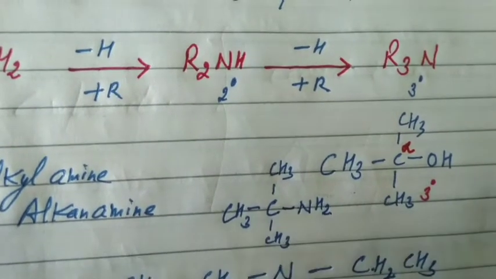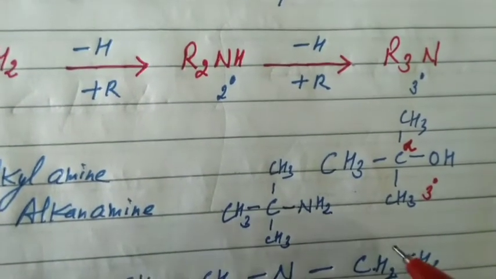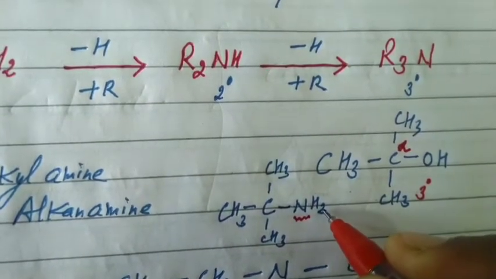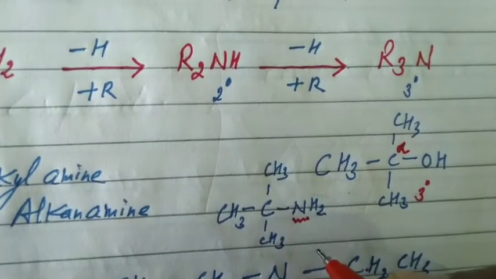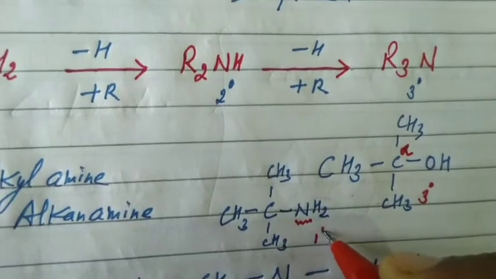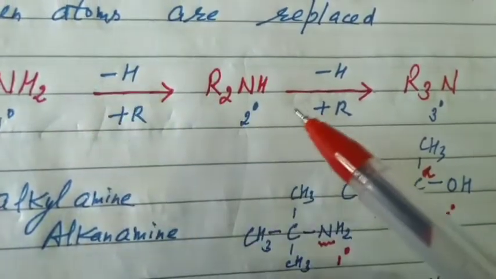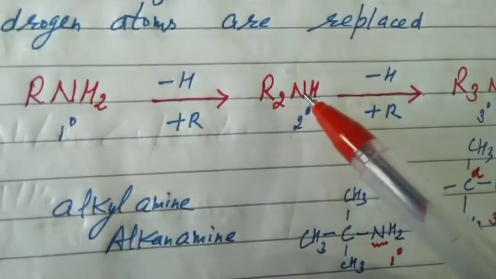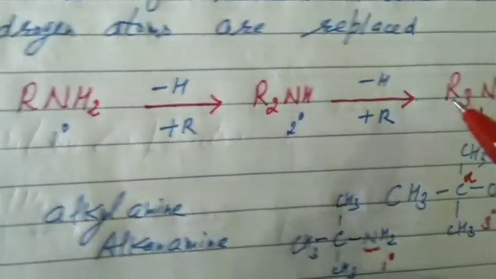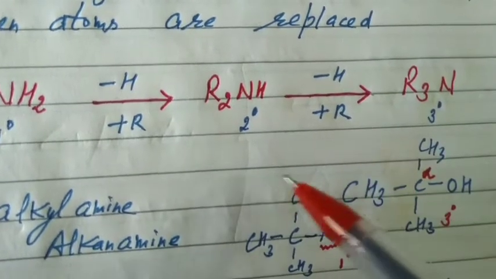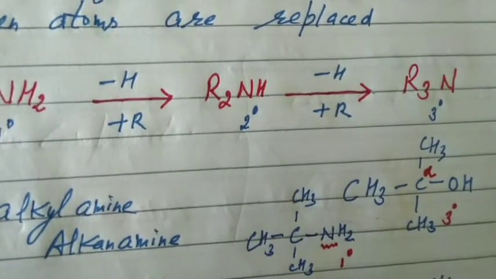Amines are derived from ammonia. Ammonia contains 3 hydrogen atoms. Students, in this case, 1 hydrogen atom is replaced. 2 hydrogen atoms are in link with nitrogen. It is 1 degree amine. If 1 hydrogen atom from ammonia is substituted, we call it primary amine. 2 hydrogen atoms are substituted, secondary. All the 3 hydrogen atoms are substituted, it is 3 degree amine. What is the nature of this amine, students? It is 1 degree amine.